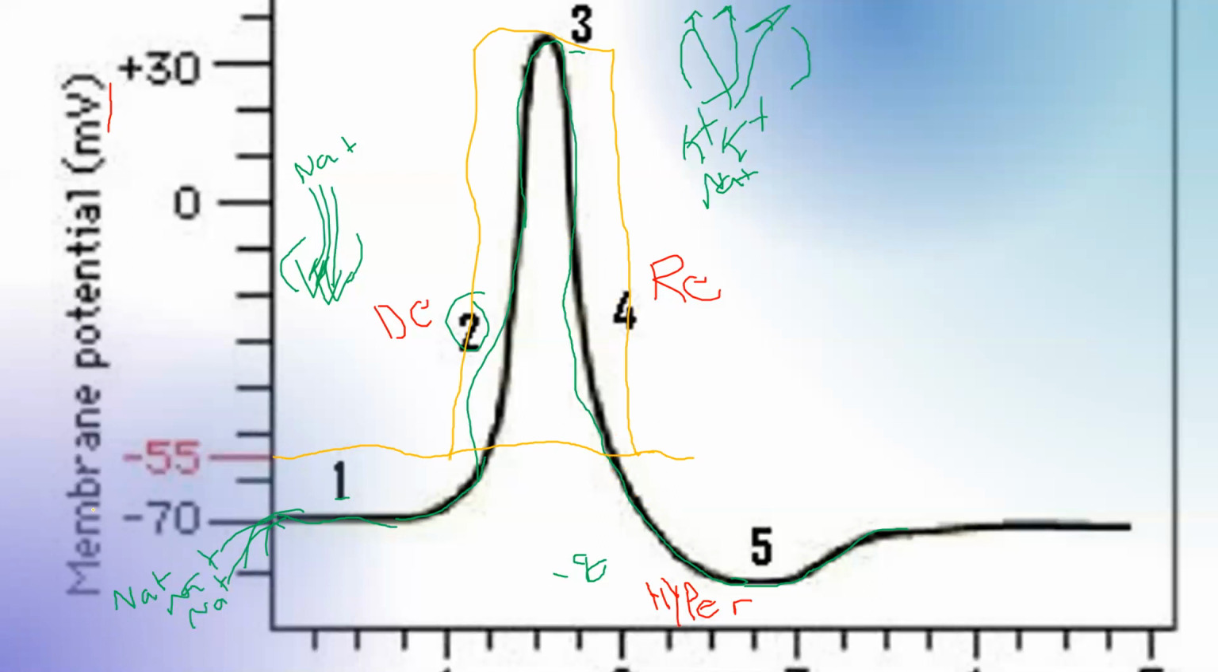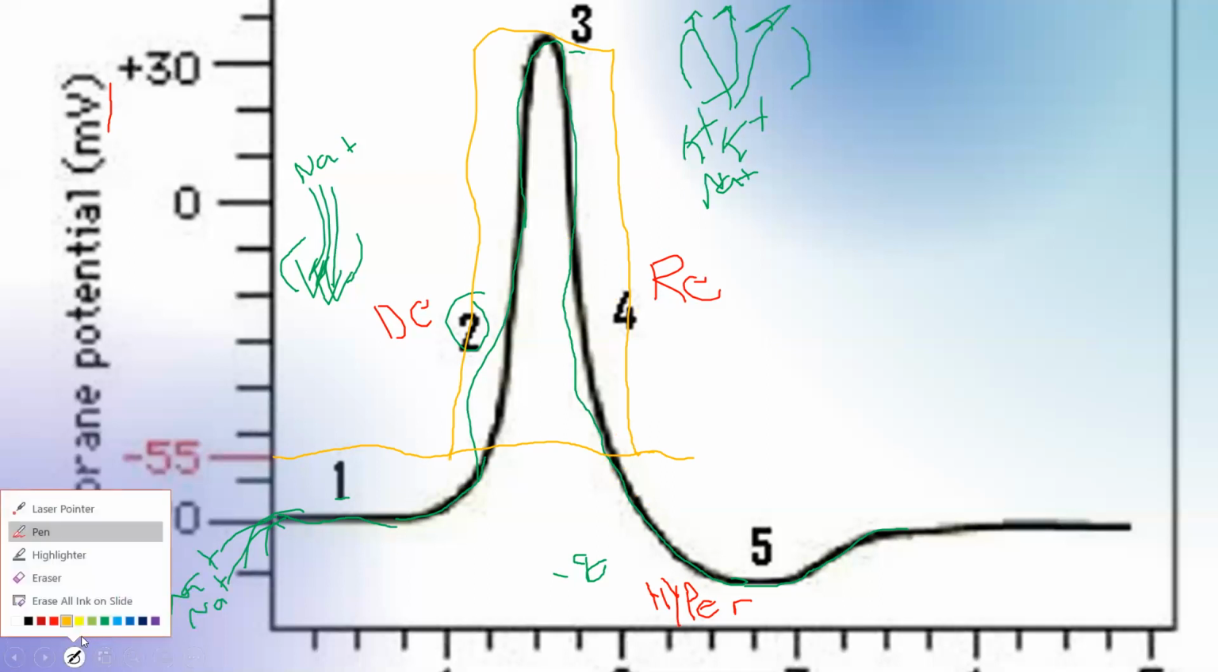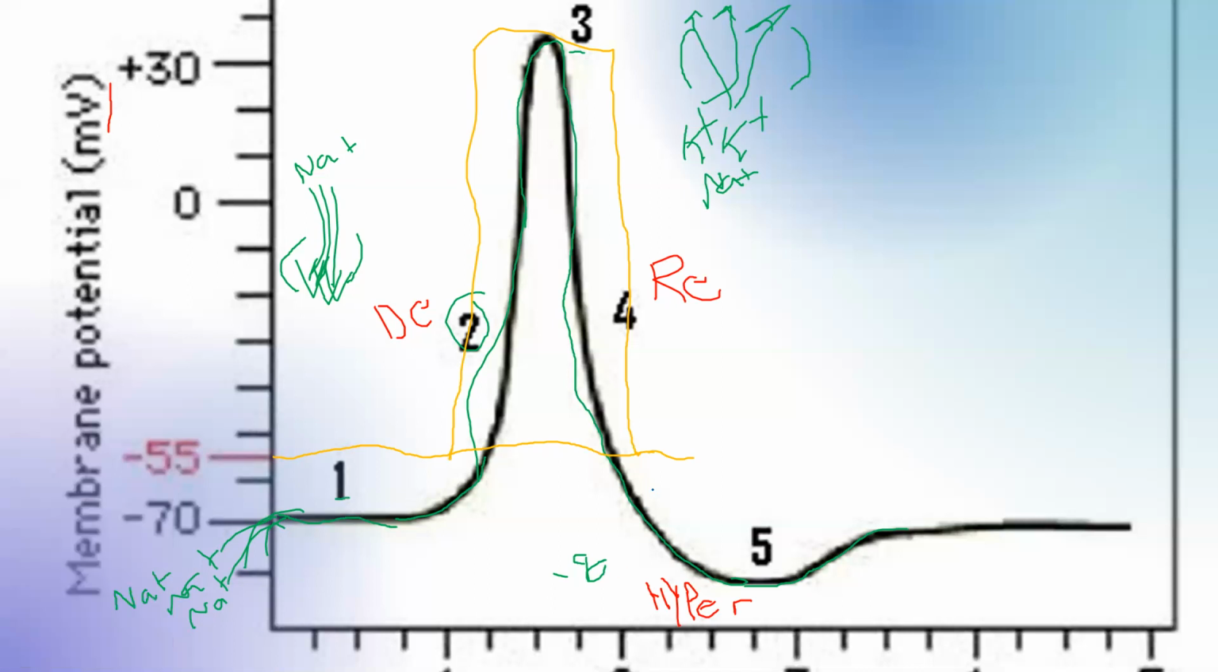So maybe I can fire. I'll show you right here with this blue. All this is the relative refractory period. I can fire if my other neurons tell me to fire enough. We'll explain that a little bit. This is all the relative. Now let's talk about how we get from 5, this negative 90, all the way back to negative 70.